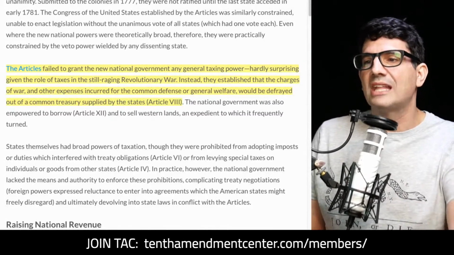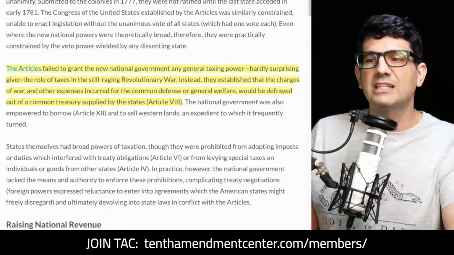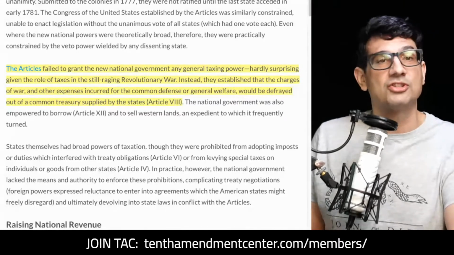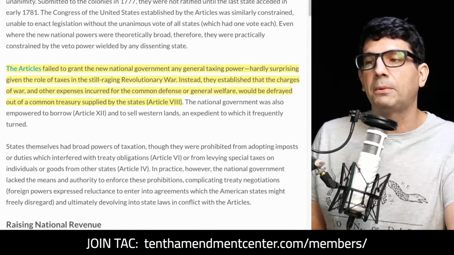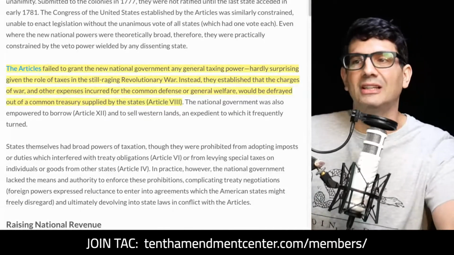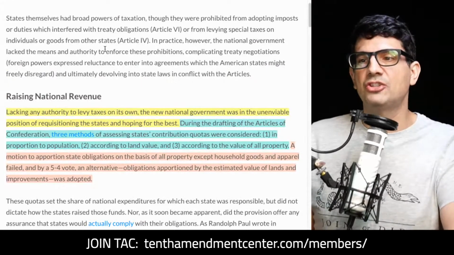Instead, they established that the charges of war and other expenses incurred for the common defense or general welfare would be defrayed out of a common treasury supplied by the states. This was in Article 8 of the Articles of Confederation.